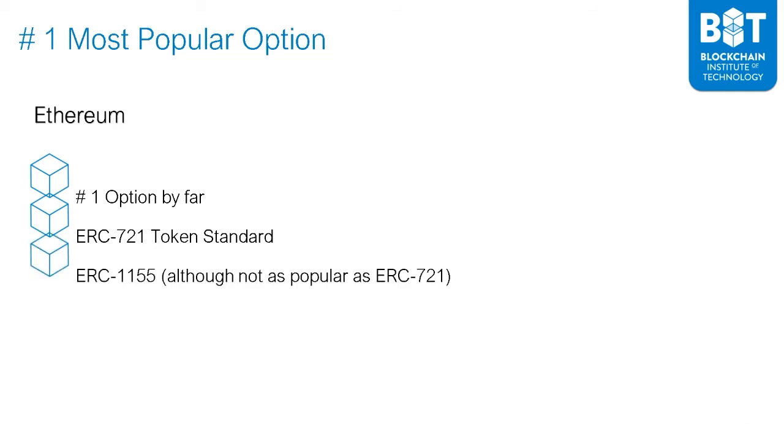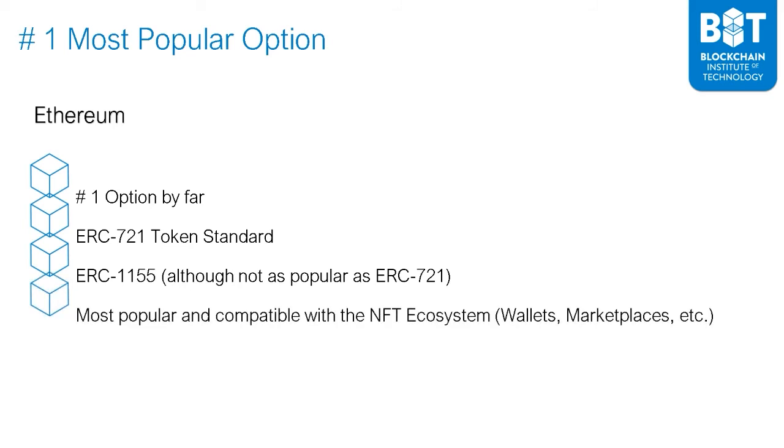The ERC-1155 is also popular, but it's not as popular as ERC-721. The reason why these are so popular is that they are compatible with the majority of the NFT ecosystem. They're compatible with wallets, and they're compatible with the marketplaces. You're going to learn as we go through this course. I'm going to introduce you to MetaMask. It's compatible with MetaMask. I'm going to introduce you to Rarible. It's compatible with Rarible. I'm going to tell you about OpenSea. It's compatible with OpenSea. All of these work in this ecosystem of NFTs. You're going to learn all this in this course.